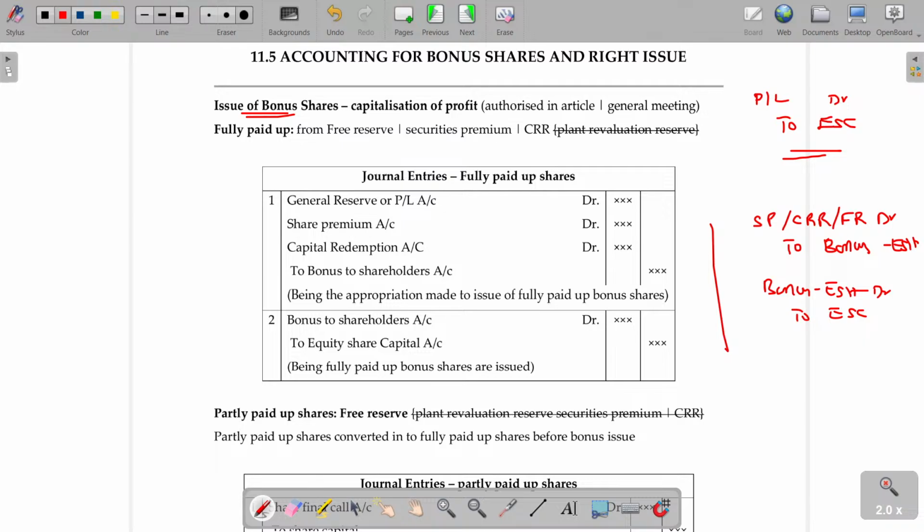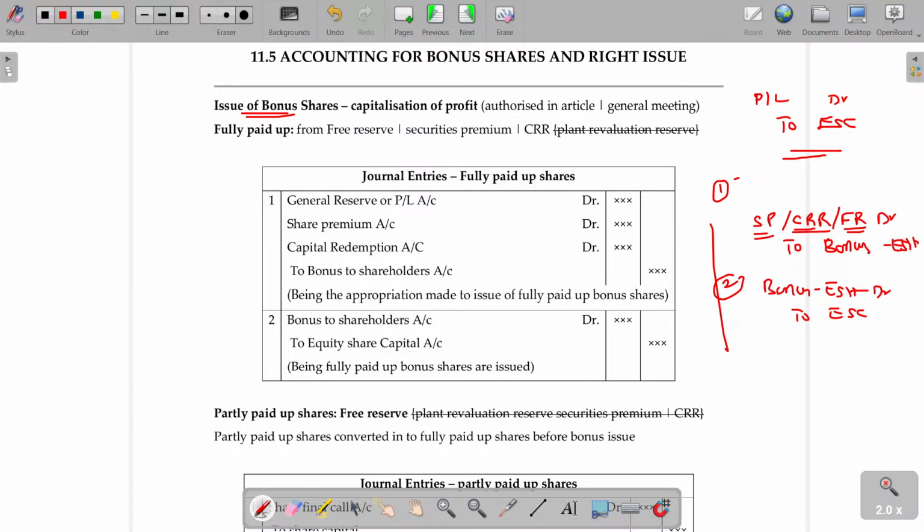Don't pass it as a single entry. First entry is the announcement of the bonus share. Next entry is releasing the bonus share. Announcing the bonus share is nothing but reserve account debit to bonus to equity shareholders. That's the first entry. The second entry is bonus to equity shareholders account debit to equity share capital. Here, we need not use only the free resource. We can use securities premium and capital redemption reserve created also.